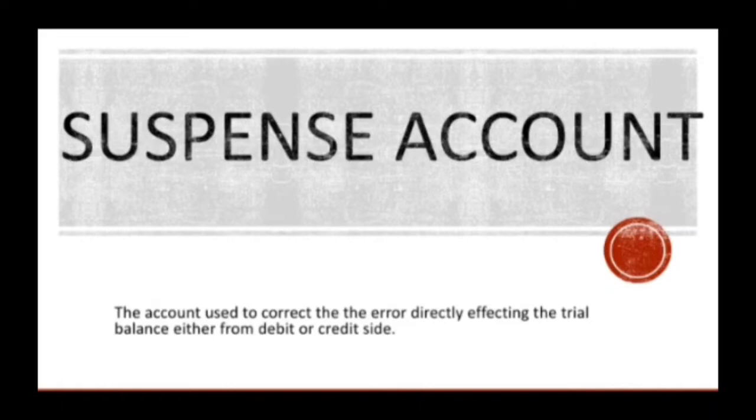Now, if the account is being affected from the debit side and not from the credit side, then the trial balance will be out of balance from the debit or the credit side. There, the suspense account is used so that the debit and credit sides of the trial balance will be equal from both sides.